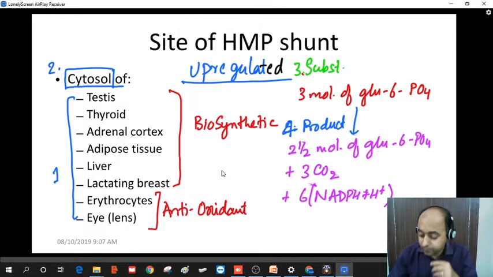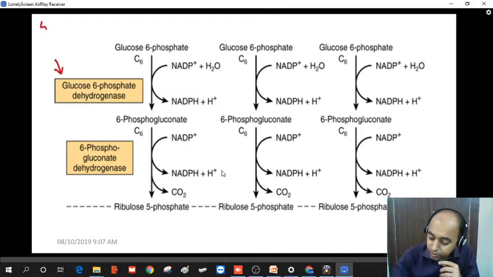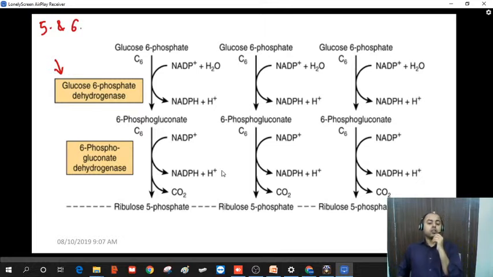Okay, number 5 and 6, rate limiting enzyme and target for regulation. Both are glucose 6 phosphate dehydrogenase. The rate limiting enzyme and target for regulation, both of them are glucose 6 phosphate dehydrogenase.